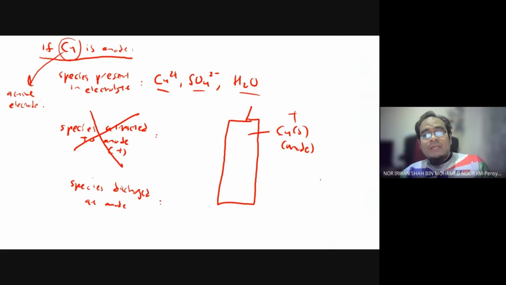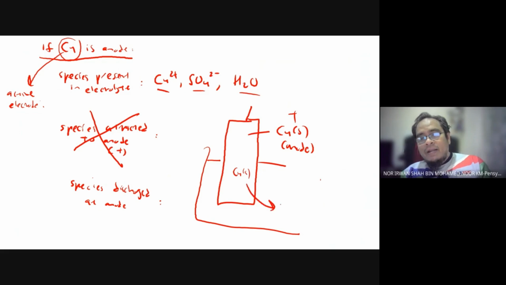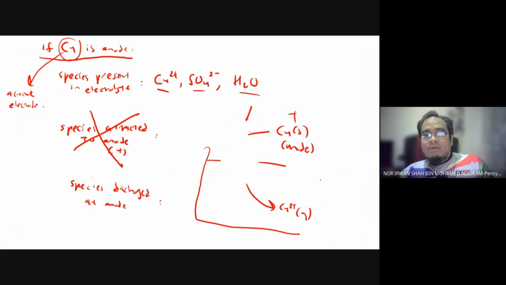Maksudnya copper itu akan oxidize jadi copper 2+. Jadi meaning that apa akan berlaku guys? Katakanlah ini kita punya anode tadi kan. Jadi akan ada solid copper yang akan escape keluar ke dalam solution dan dia akan ditukar jadi aqueous copper ion. Okey, jadi apa akan berlaku lama kelamaan? Lama kelamaan kita akan dapati, terpadamlah pula anode kita ni. Saya lukis balik.